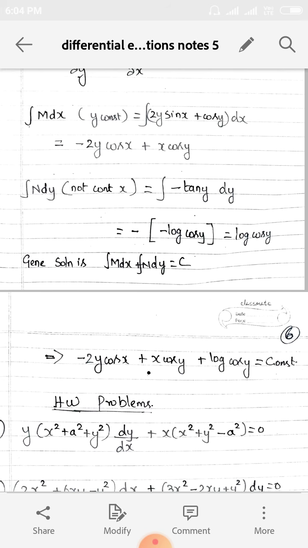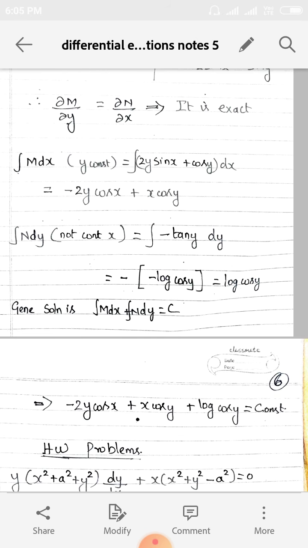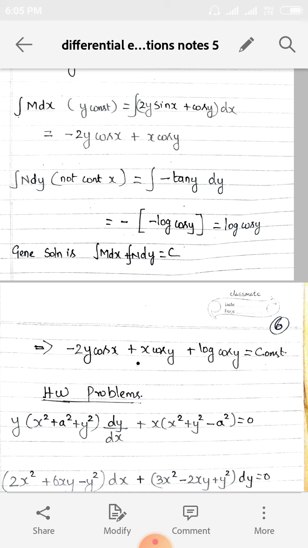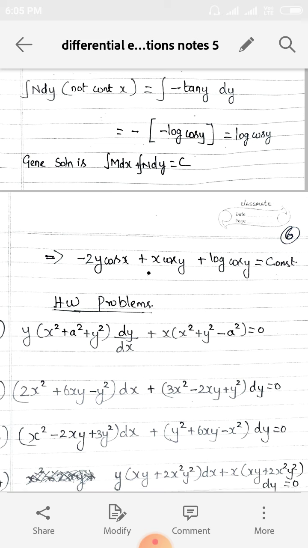Second term, integral N dy, the term not containing x. First two terms are containing x, the last term is tan y. So, you have to take only tan y. Minus tan y into dy. So, minus of tan y, integration of tan y is nothing but minus log cos y. So, minus into minus becomes plus, we get log cos y. The general solution is nothing but integral M dx plus integral N dy is equal to c. So, adding both terms and equating to constant, we get the solution.